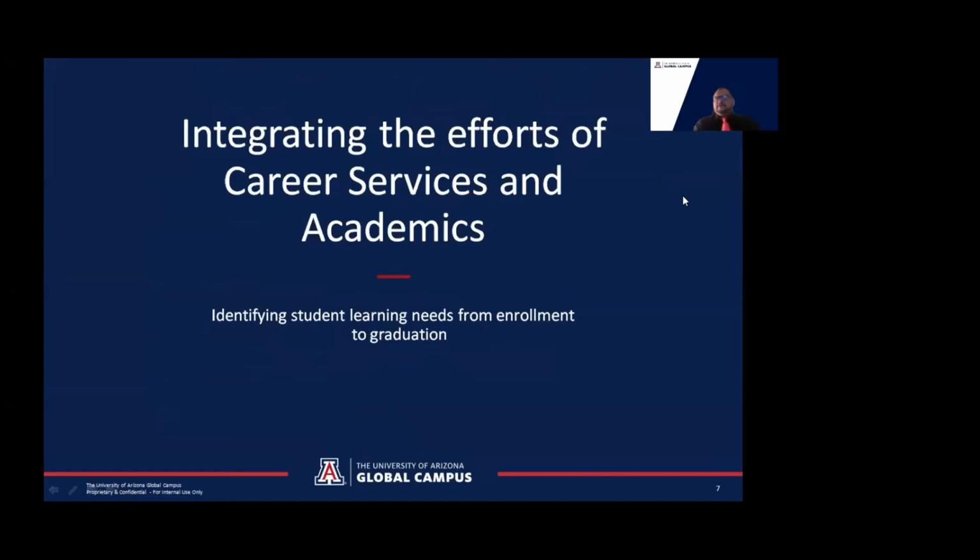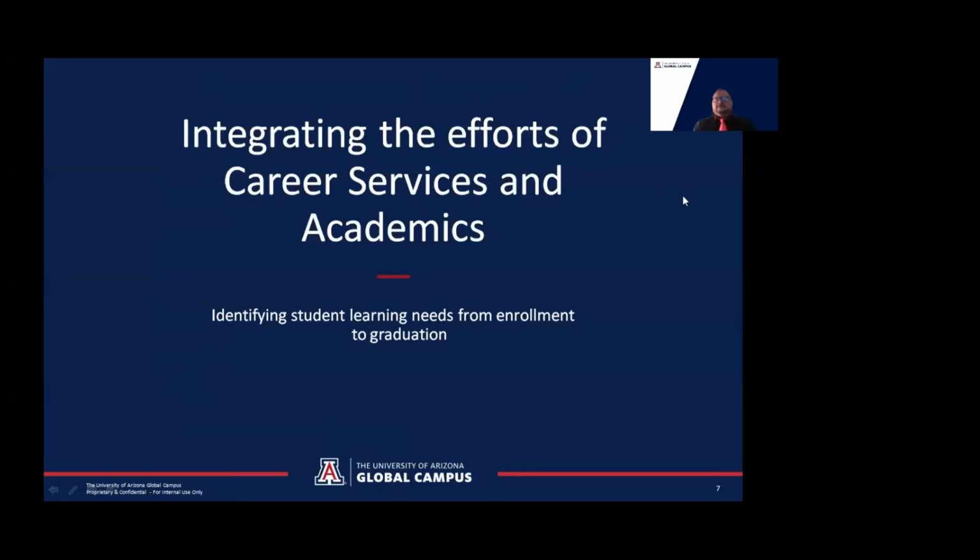What about integrating the efforts of career services and academics? I was just talking about career services, right? Well, they too work with the student by identifying their learning needs, and that starts from enrollment all the way to graduation. So programs should work with career services in order to improve academics, right?